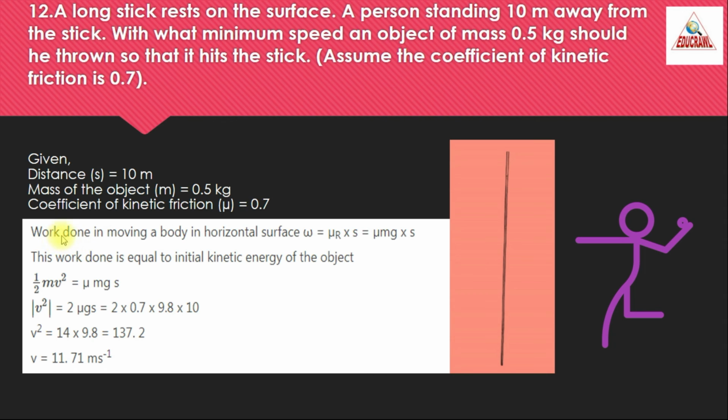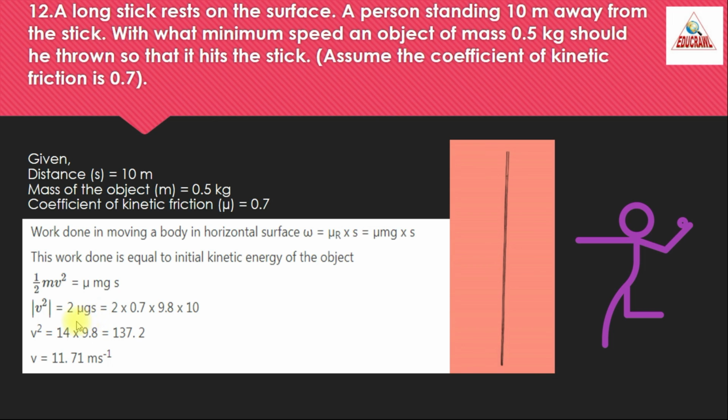So first we have to find the work done in moving the body on the horizontal surface. W is equal to mu R into s, which is equal to mu into mg into s. So this work done is equal to the initial kinetic energy of the object. So kinetic energy is given by half mv square. This half mv square is equal to the work done, which is given by mu into m into g into s. Here m is the same on both sides of the equation, so we can cancel it. Hence v square is equal to 2 into mu into g into s.